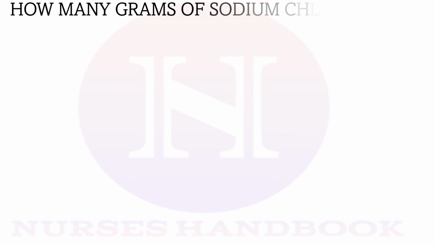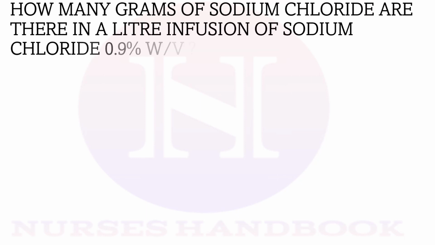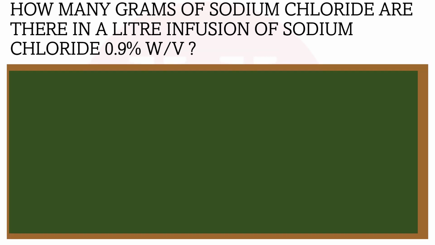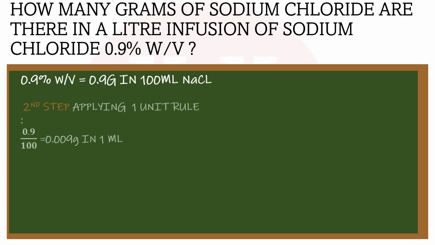Question number 1. How many grams of sodium chloride are there in a liter infusion of sodium chloride 0.9% W by V? Now let us see. We know the first step is to convert the percentage into grams. So 0.9% W by V means 0.9 grams in 100 ml of the sodium chloride solution. Now coming to the second step, that is applying the 1 unit rule. Dividing 0.9 by 100 gives the answer 0.009 grams in 1 ml.